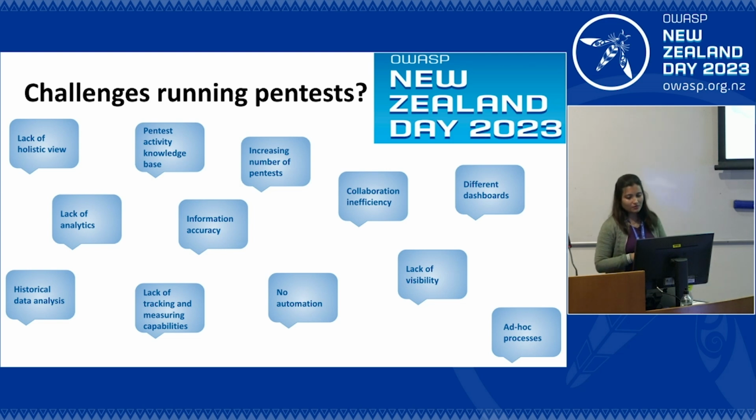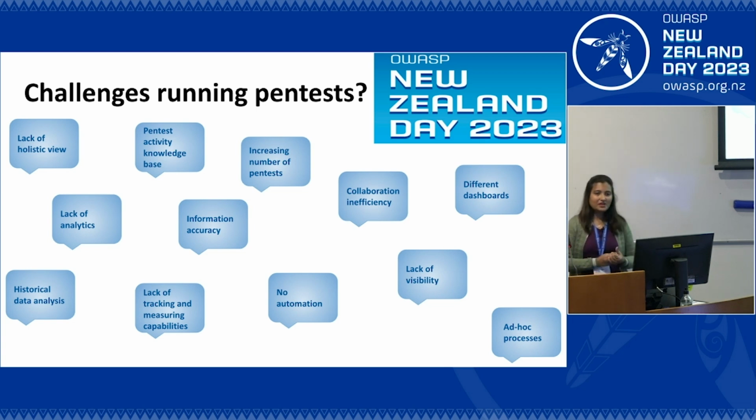Otherwise, what we actually need is a pentest activity knowledge base where we know that in the previous pentest all these things happened. These are the main areas of focus. This was the weakness. This is extremely crucial functionality which needs to be tested.